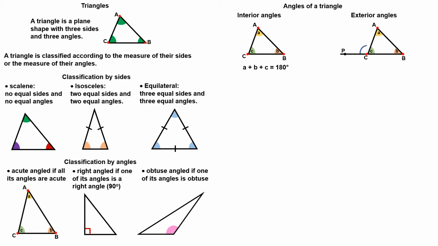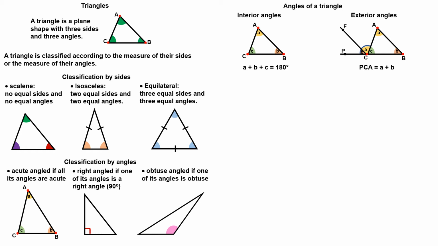Let's draw CF parallel to AB. Now we can see that ACF and BAC are equal alternate angles. The angles PCF and ABC are corresponding angles. Therefore, they are equal. Look at the figure. We can realize that the angle PCA is angle A plus angle B.